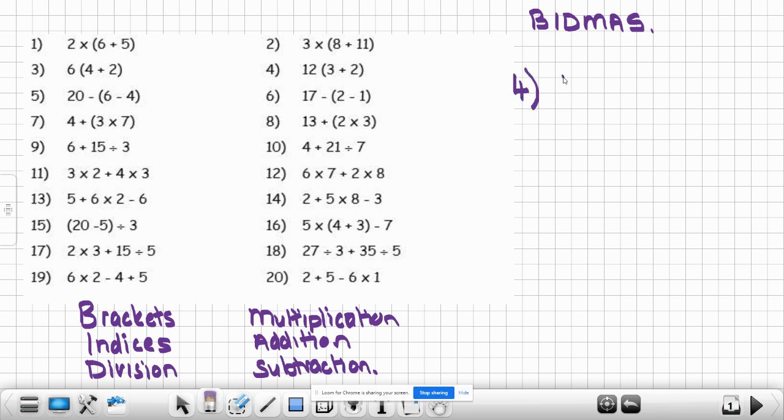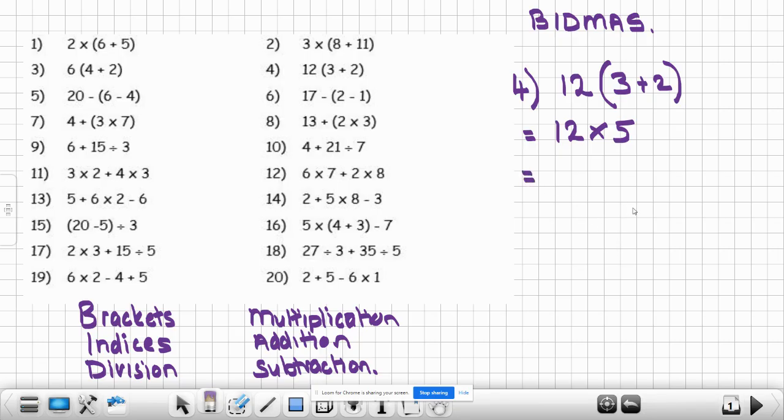So we've got 12, brackets, 3 plus 2. So what does this mean? It means we have to deal with the brackets first, and we have to remember if there is a 12 immediately outside of those brackets, once we've dealt with what's inside the brackets, we're multiplying them together. So 3 plus 2 gives us 5, and we are then left with 12 multiplied by 5.